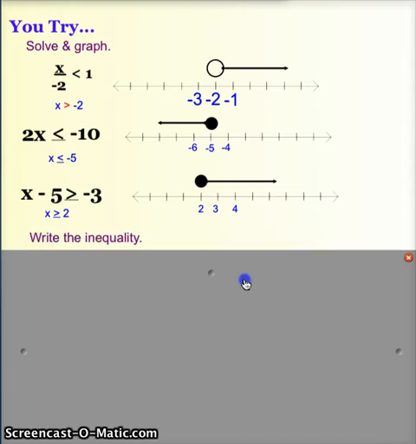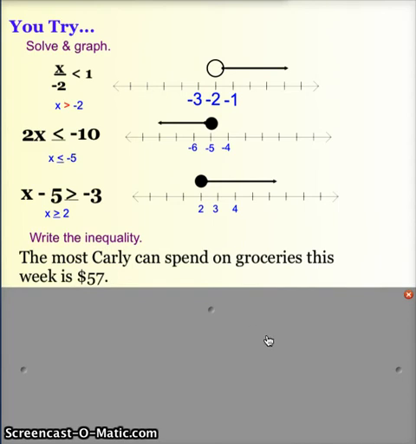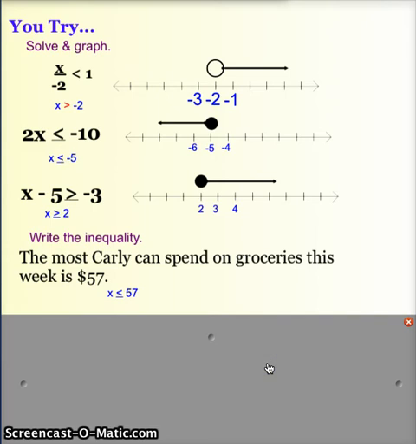And finally, number 4, write the inequality to express this situation. The most Carly can spend on groceries this week is $57. Pause the video here. You should have said x is less than or equal to 57. If x stood for the amount of money she can spend on groceries, it's less than or equal to, she can spend 57 because that's at most, or she can spend 56, 53, or 0, anything like that.